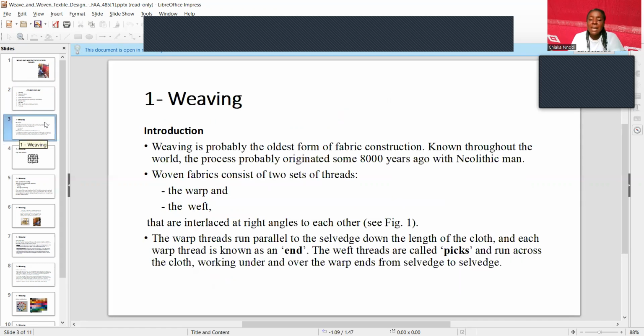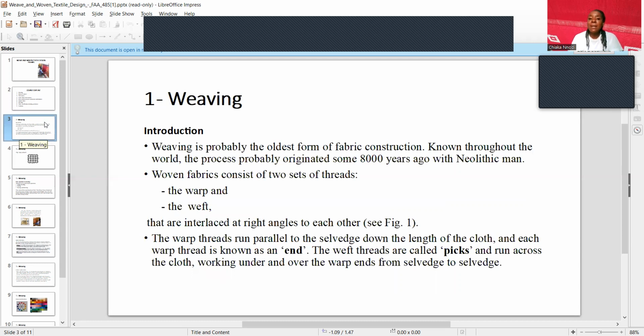Okay, so we start with lesson 1, weaving. Introduction. Weaving is probably the oldest form of fabric construction known throughout the world. The process probably originated some 8,000 years ago with Neolithic man. Now, woven fabrics consist of 2 sets of threads, the warp and the weft, that are interlaced at right angles to each other. We'll see a sample in figure 1 in the next slide.